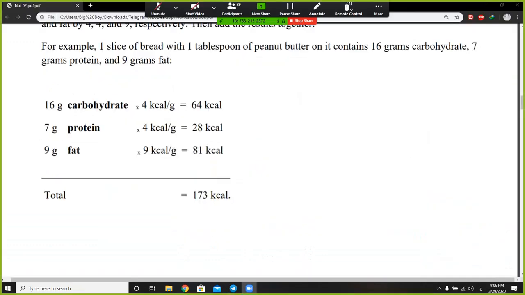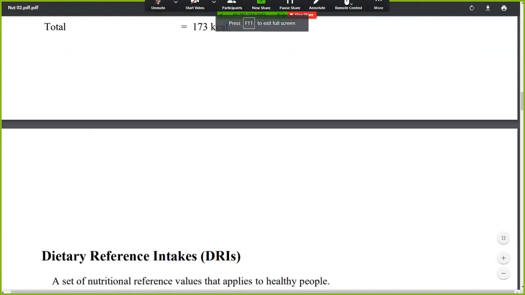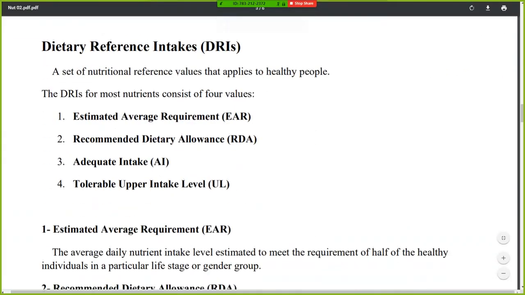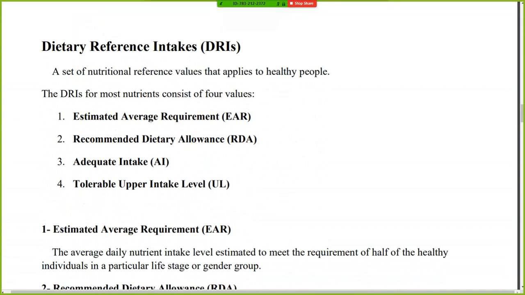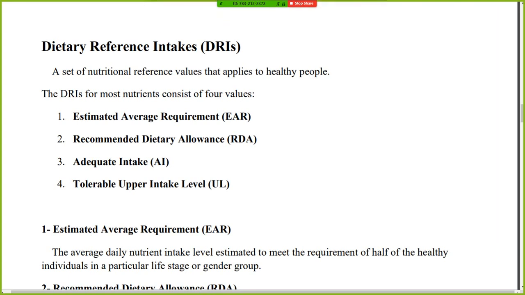In this slide we have the term dietary reference intakes. Dietary reference intake is defined as a set of nutritional reference values that applies to healthy people. For most nutrients, it consists of 4 values.